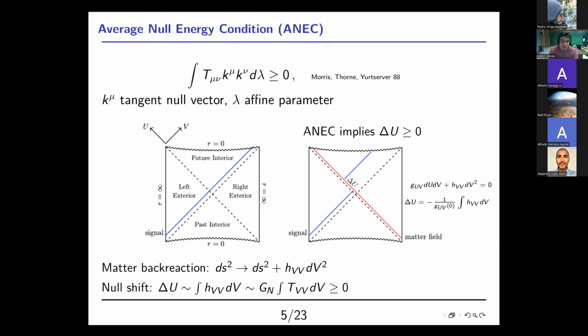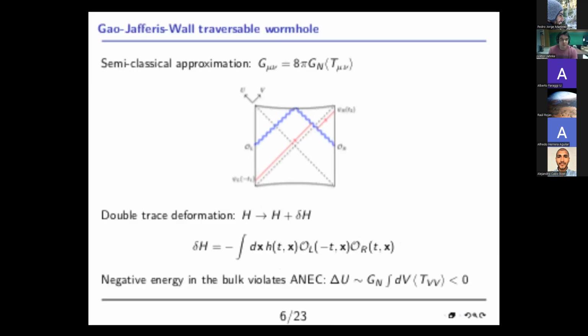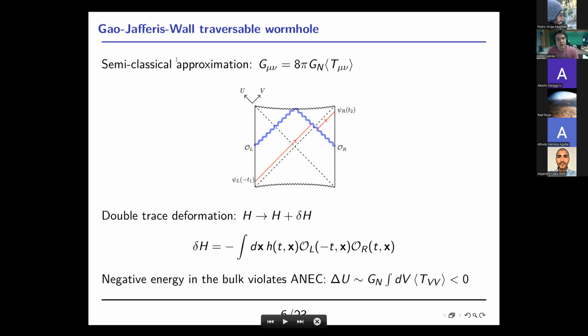But the idea of Gao-Jafferis-Wall is to introduce quantum mechanical effects. So they work in the context of the semi-classical approximation, in which, on the left-hand side, you have the Einstein tensor, and they treat the gravity fields classically, but the matter fields quantum mechanically. So basically, you write Einstein's equation, replacing the right-hand side with the expectation value of the stress energy tensor.